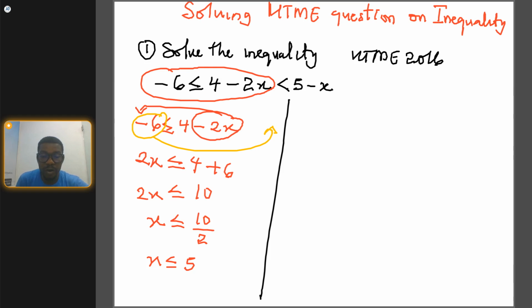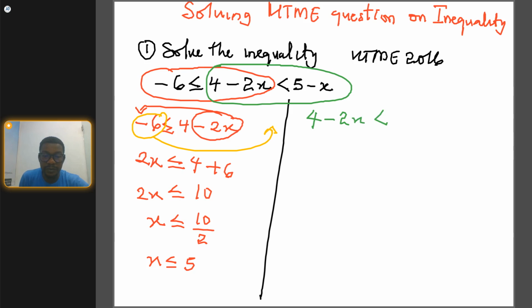I believe that is clear to us. x is less than or equal to 5. We've solved this part of the expression. Now we need to solve the other part of the expression, which is 4 minus 2x is less than 5 minus x. So that's the next expression to solve. Then we are going to merge the answers together.